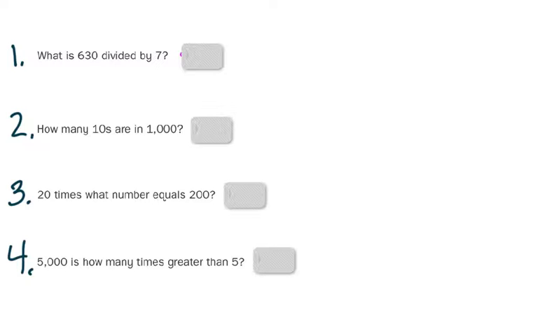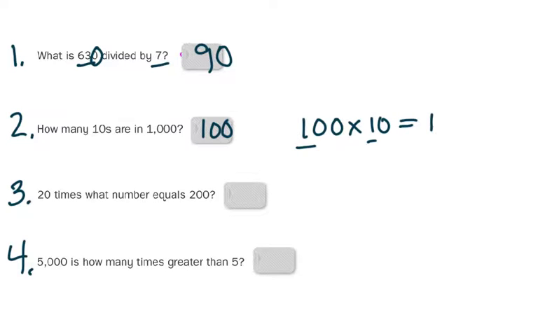So number 1, 630 divided by 7. Well, if I just take 63 divided by 7 is 9, and then I add in my 0, 90. How many tens are there in 1,000? There are 100 of them. 100 times 10 is 1 times 1 is 1, and 1, 2, 3 zeros.